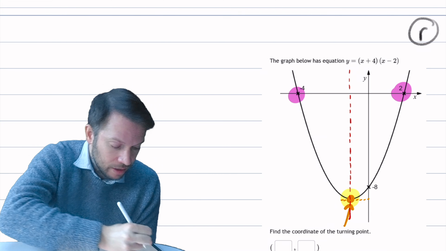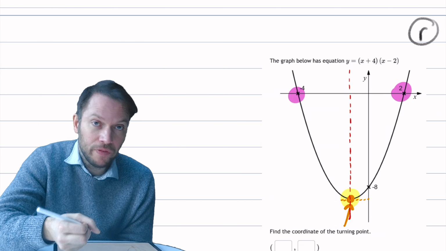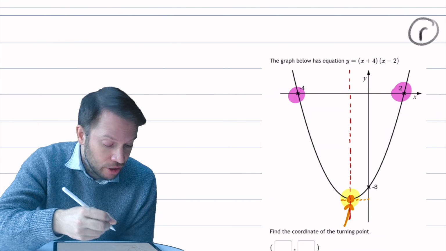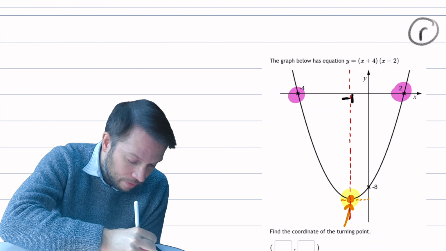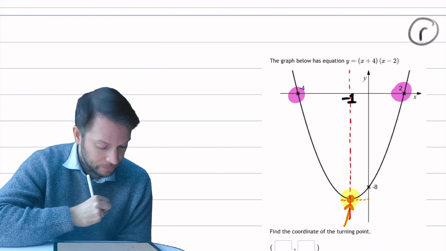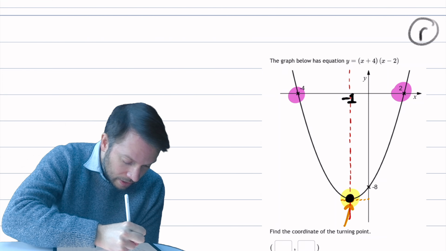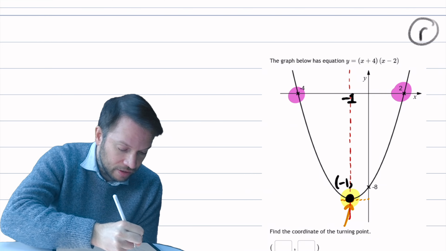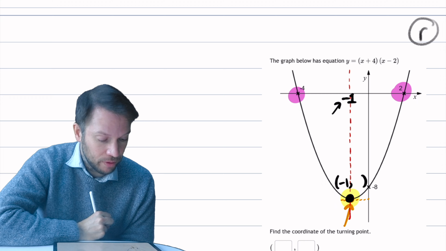So if you add 2 and -4, you get -2. And then if you halve that, you divide by 2, you're going to get -1. So this x value here is therefore -1. Now we therefore know at this point here, the turning point, the x value is -1 because it's directly below this here. But we need to find the y value of that turning point as well.